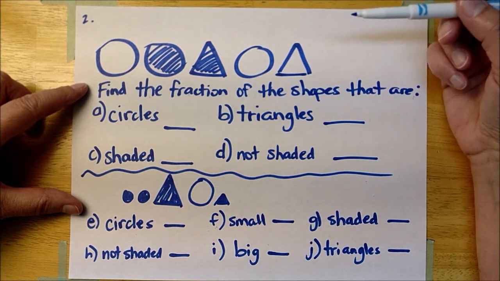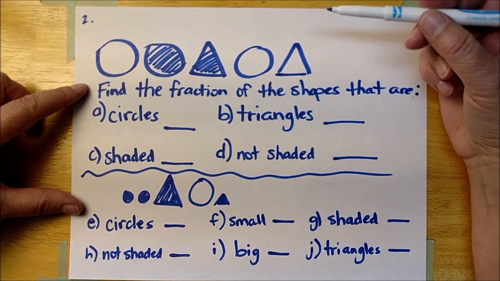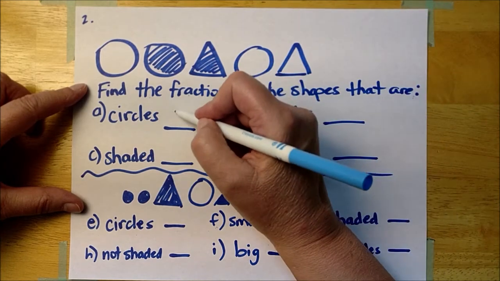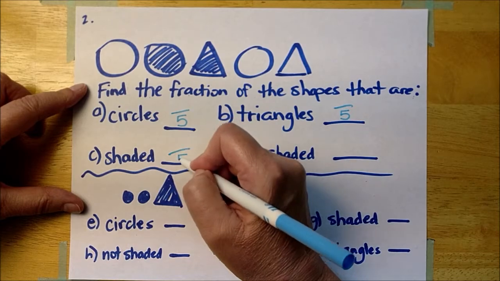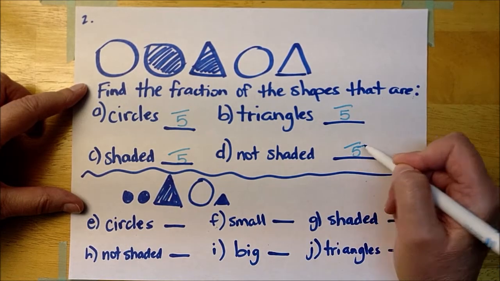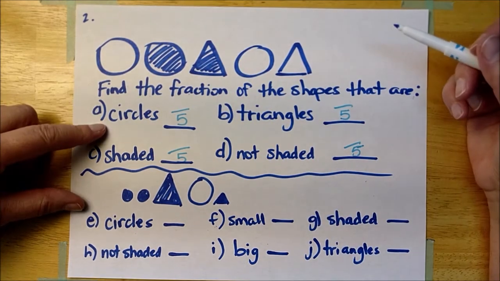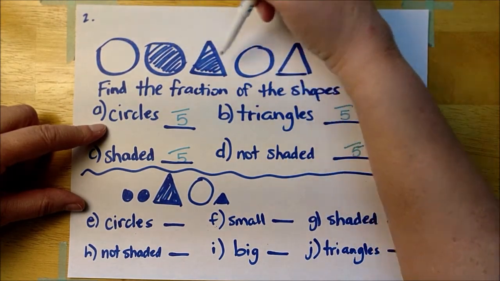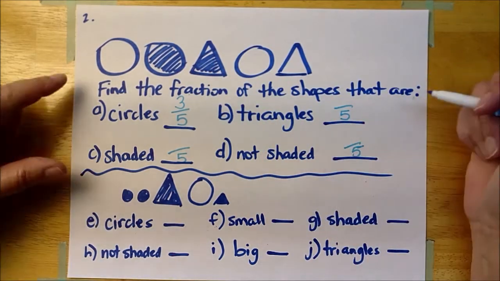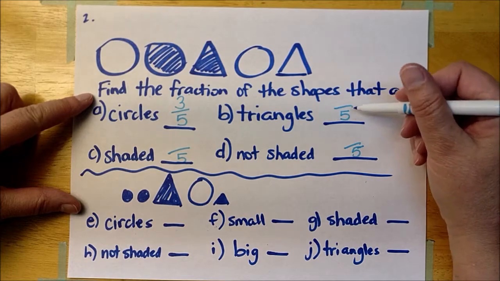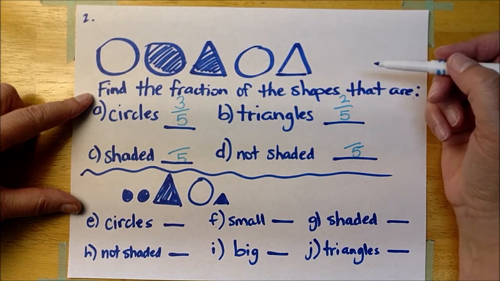Okay, the important thing for us to know first is how many shapes there are, because that's going to be our bottom number. In each one of these, there are 5 shapes, so I'm going to put a 5 on the bottom. There's always 5 shapes. How many of those shapes are circles? 1, 2, 3. If you said that 3/5 of them are circles, way to go, you've got it right. How many of them are triangles? 1, 2. So 2/5 of them are triangles.